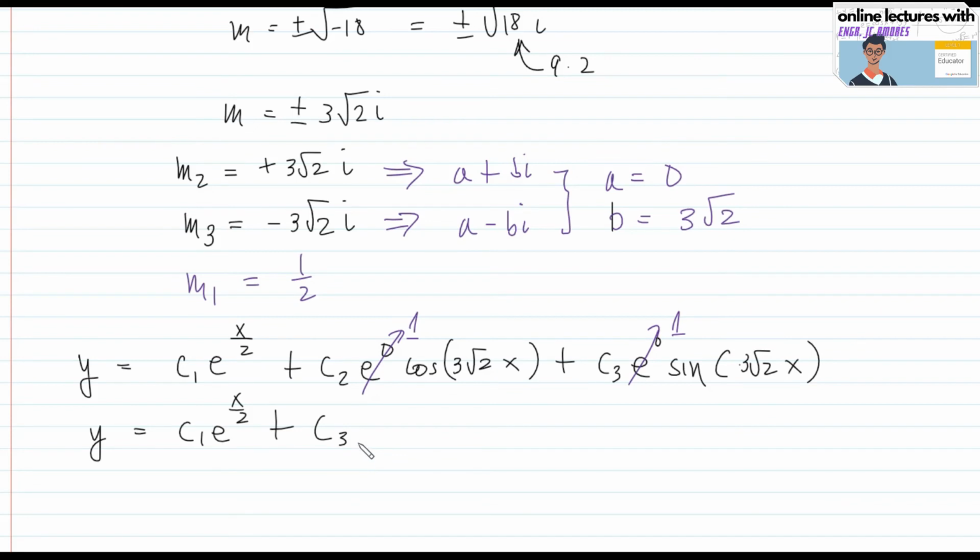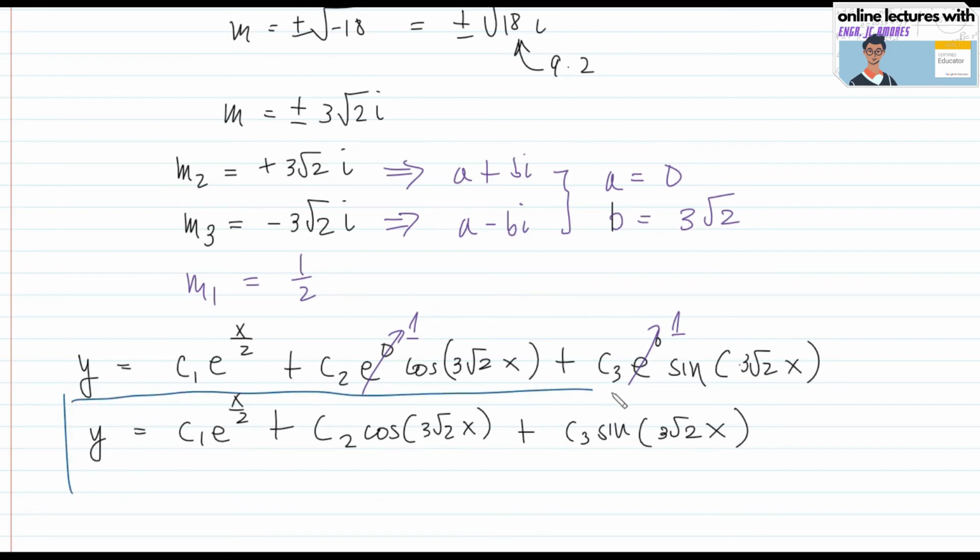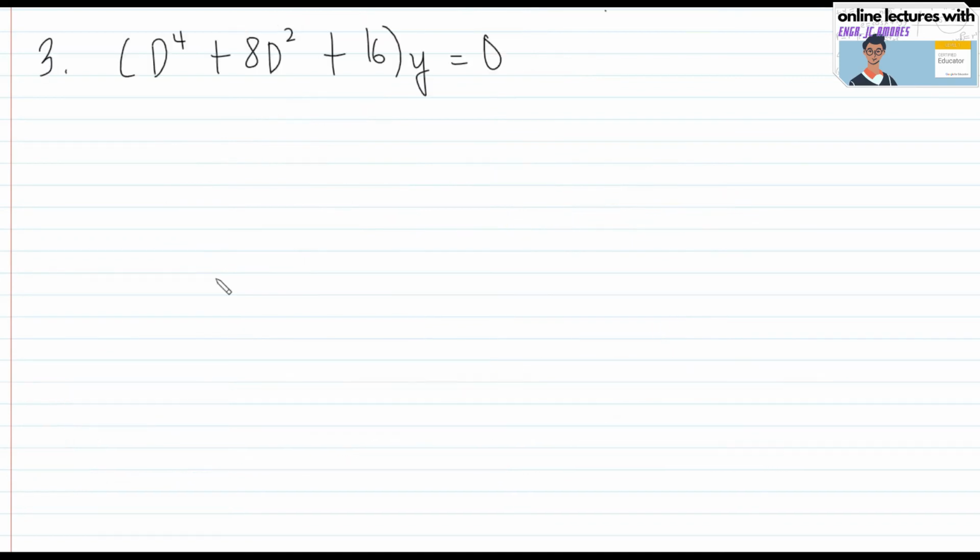So we have c sub 2 cosine of 3 square root of 2x plus c sub 3 sine of 3 square root of 2x. Okay, and that would be the final answer. Okay, let's go to the last problem.